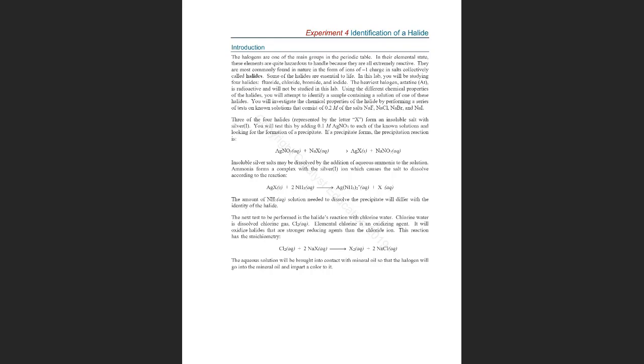So as I said, halogens are in the main group 7 in the periodic table. And these elements are fluorine, chlorine, bromine, iodine, and astatine. And we said that this is the main group 7 in the periodic table.